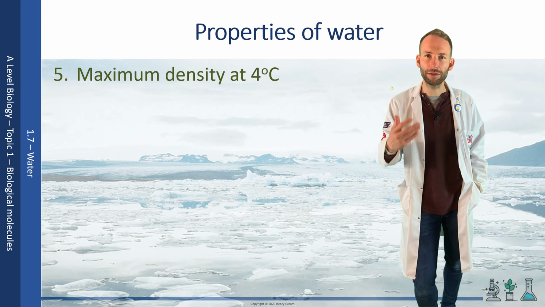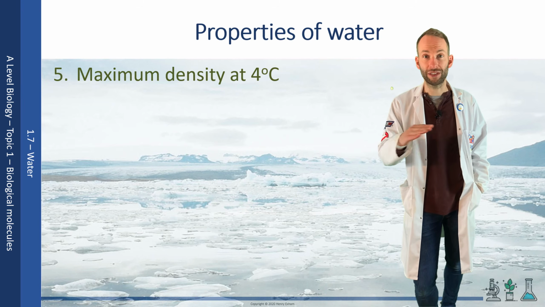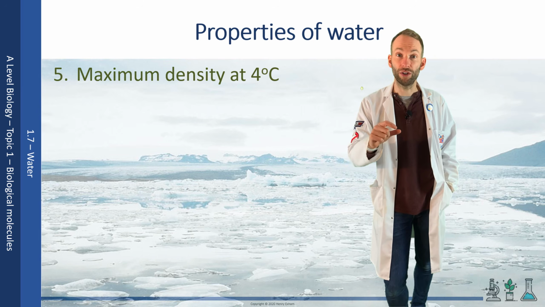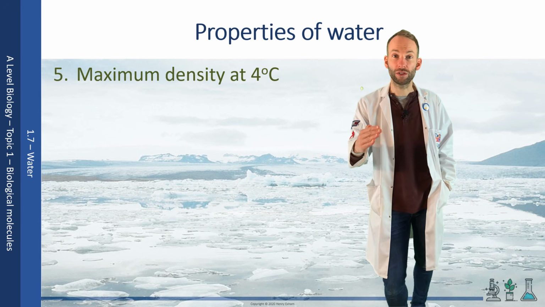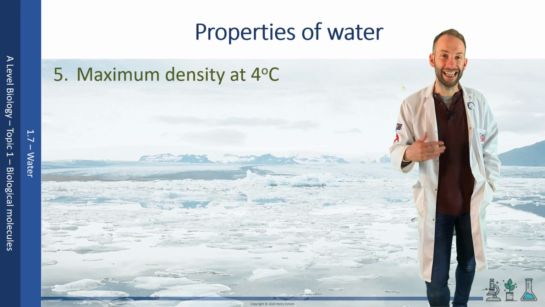Now, why is this? Well, this is because of the arrangement of the hydrogen bonding. When you cool the molecules down, they stop moving so much. The hydrogen bonds can form a more regular sort of lattice structure and push the individual molecules slightly further apart from each other, which creates a bigger volume, therefore less dense.